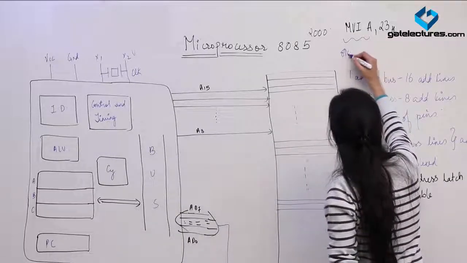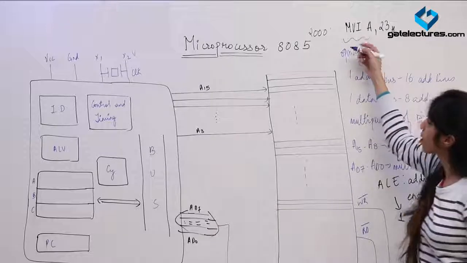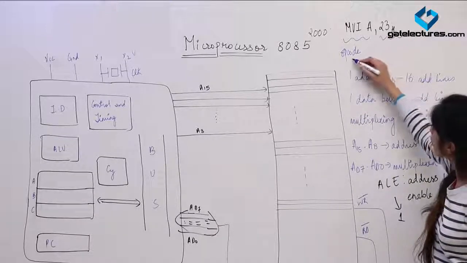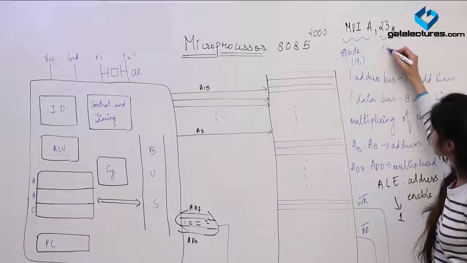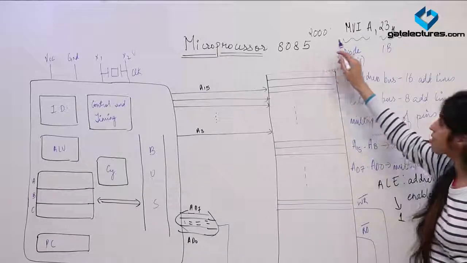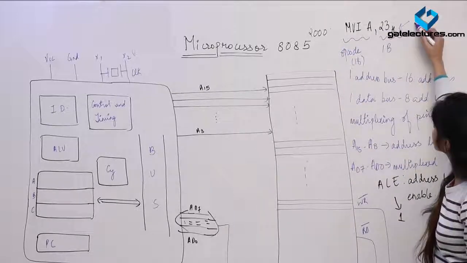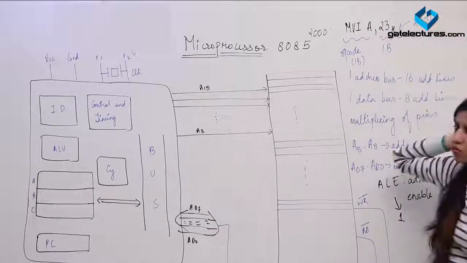This is opcode. So this opcode is going to take 1 byte. This data is going to take 1 byte. Opcode 1 byte, data 1 byte. So starting address is 2000. So this opcode is going to be stored at 2000 and this data is going to be stored at 2001.